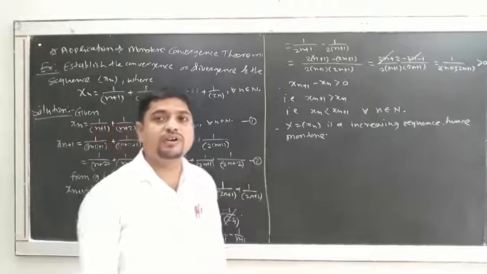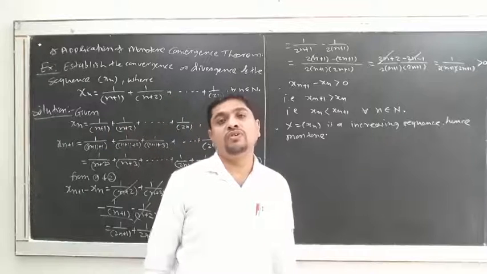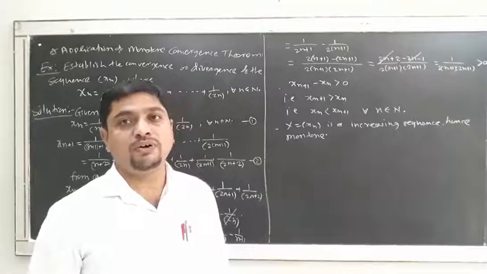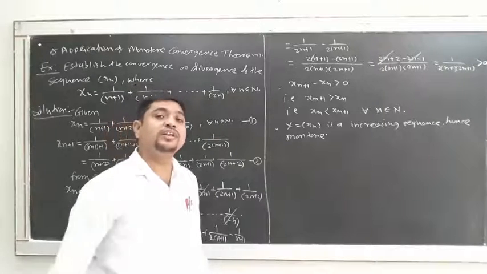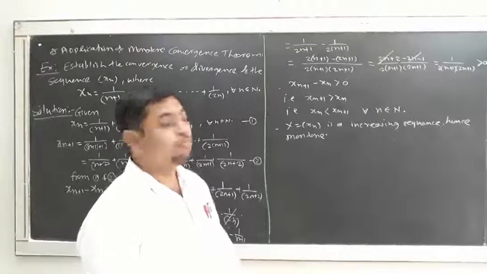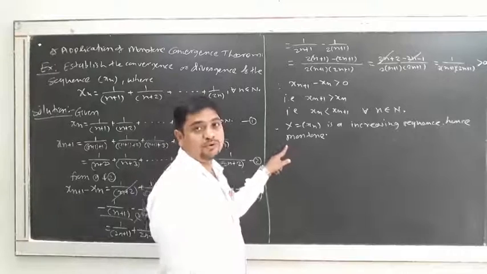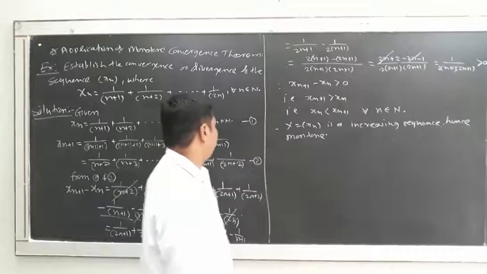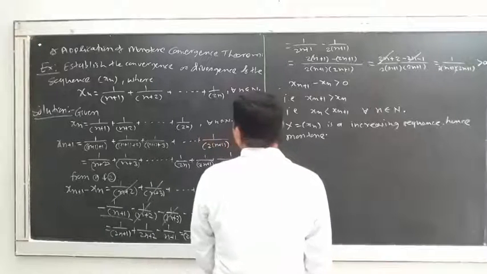And for this, what is our theorem? A monotone sequence of real numbers is convergent if and only if it is bounded. We have to show convergence, therefore we have to show it is a bounded sequence. First we showed it is monotone, now we show it is a bounded sequence. How do we prove this?